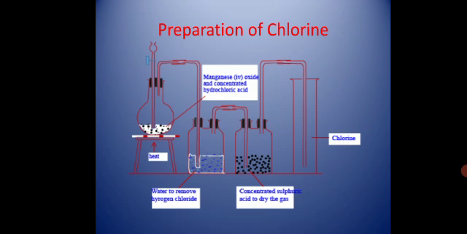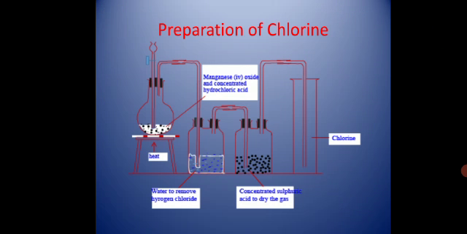Now we remove water vapor, and also any hydrogen chloride gas which is being passed here. You can see two Wolf's bottles, two-mouth bottles, being taken here in the figure. In the first bottle I have taken water, to remove any HCl gas which is liberated with chlorine, because HCl is highly soluble in water. So first I have removed HCl.